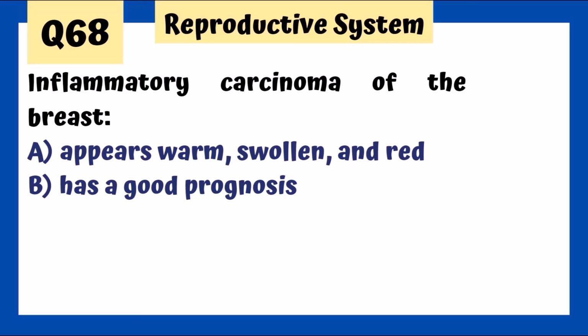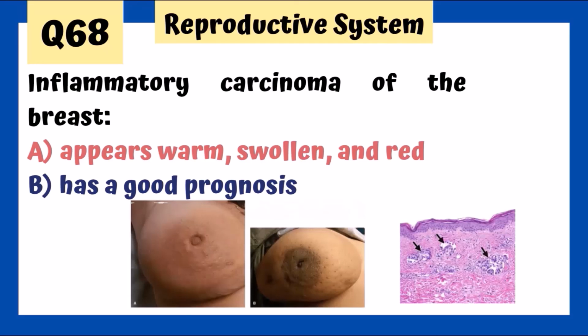Inflammatory carcinoma of the breast appears warm, swollen, and red. And is it bad? Yes, it is extremely aggressive. We're going to see invasion of the lymphatics. That's why it's such poor prognosis, because it invades the lymphatics. By the time we discover it, it's already gone to other places in the body. And we don't necessarily find any palpable mass present. By the way, inflammatory carcinoma of the breast would sometimes be mistaken for mastitis or even Paget's disease.